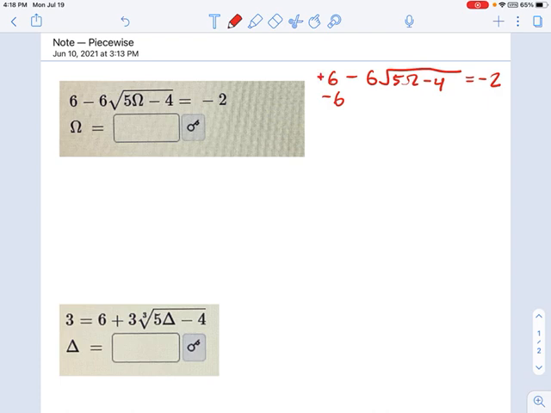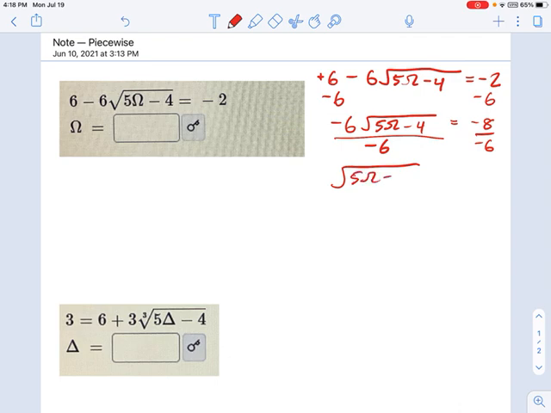So while this is a plus 6, I'm going to do a minus 6 to get rid of it. And now we have minus 6 times the square root of 5 omega minus 4 equals negative 8. And now I want to get rid of that negative 6 times. So I'm going to do the inverse of multiplication. That's division. So I divide by negative 6 on each side. That leaves me with the square root of 5 omega minus 4 equals 4/3.